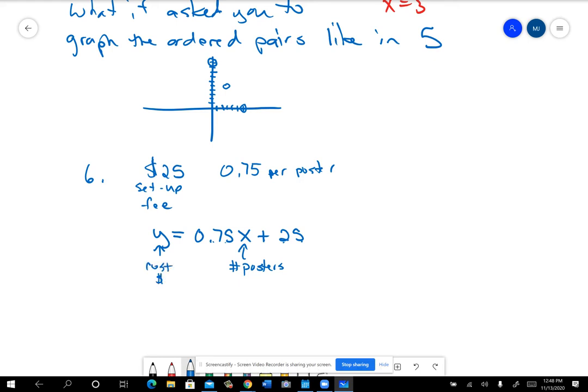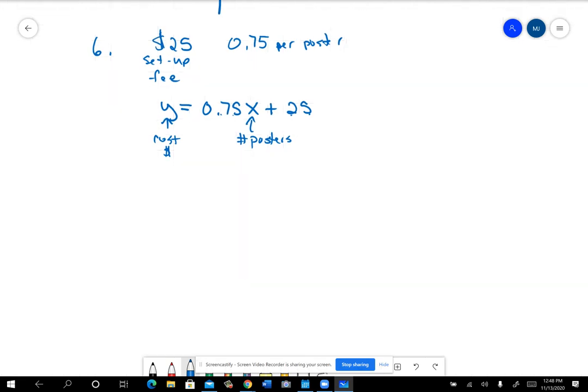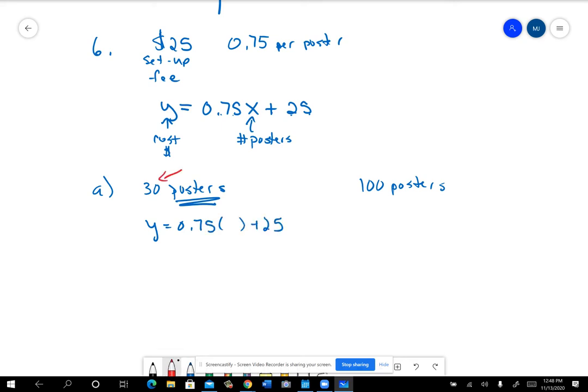Okay. All right. So then you're going to use that model for part A and part B. On part B, it said find the cost if you print 30 posters. Then it goes on and says, what about if you print 100? We'll just do one of these. When it asks you that, they're giving you posters. So in this model, the 30 should go where the posters are supposed to go, which is X. So this is X, and you use it for the X.